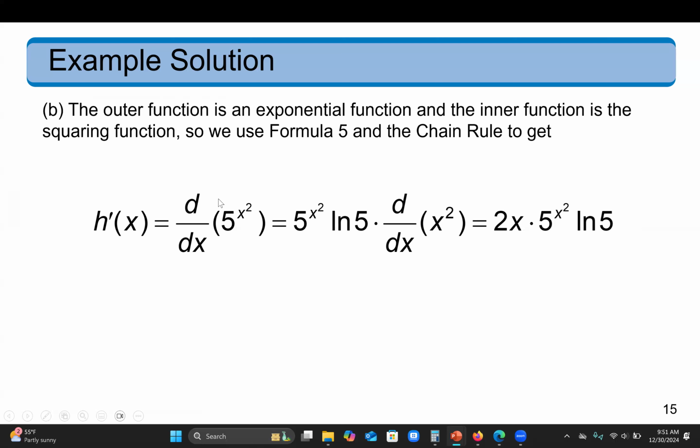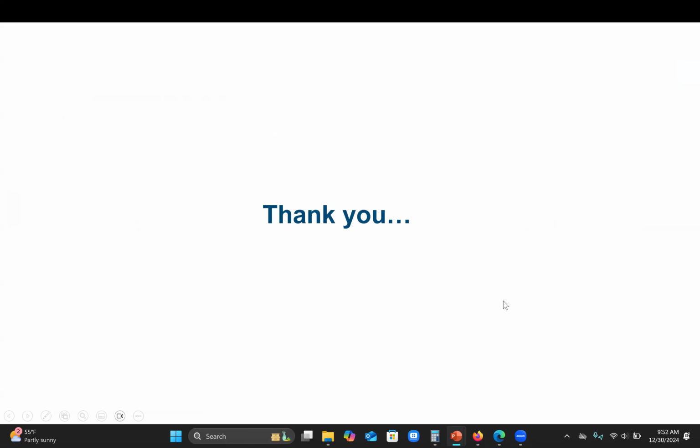So again, to find the derivative of 5 to the power x squared, we use the chain rule. So we have the 5^(x^2) first, times what? The natural log 5. Then the derivative of x squared, which will give us 2x. So that will be the conclusion of this chapter. Again, in the future, we are going to do more examples. And see you then. Thank you.